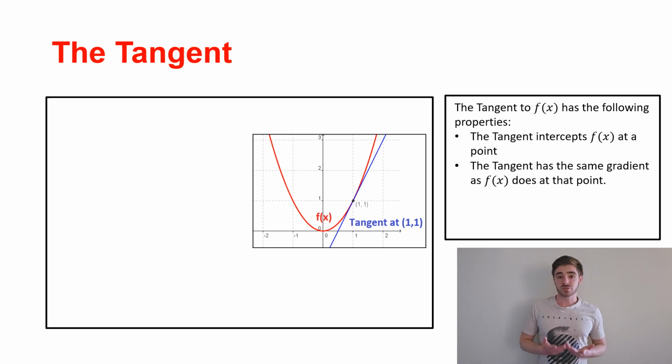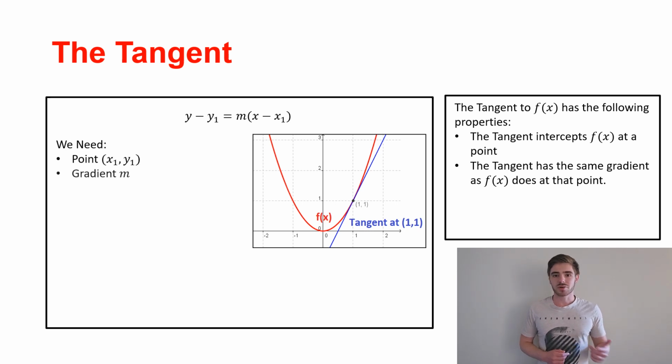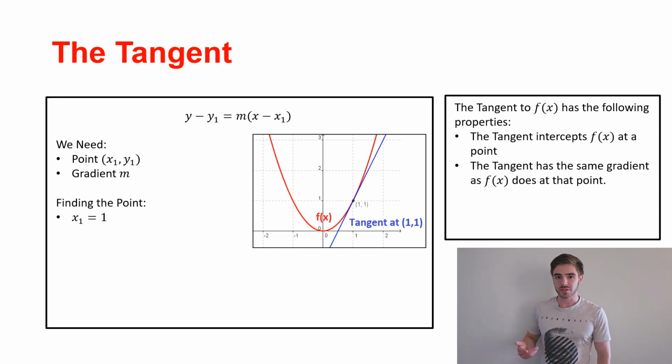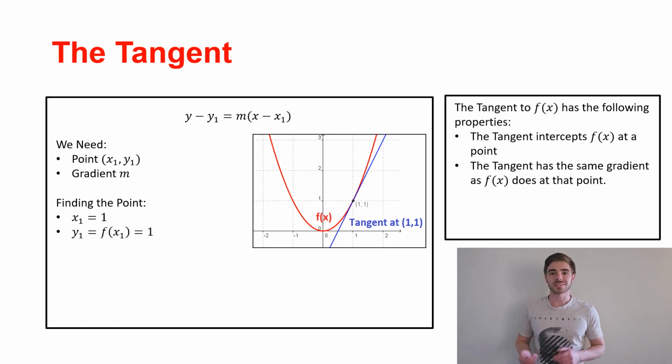We can find the equation of any straight line by using the gradient point formula. All we need to know is a point along the line and the gradient of that line. Using the criteria from before, the point along the line comes from the point at which you want to take the tangent at. In this example, we wanted to take the tangent at x equals 1, so the x-coordinate of that point would be 1. To find the corresponding y-coordinate, all you would have to do is then sub that back into f of x, obtaining y equals 1.